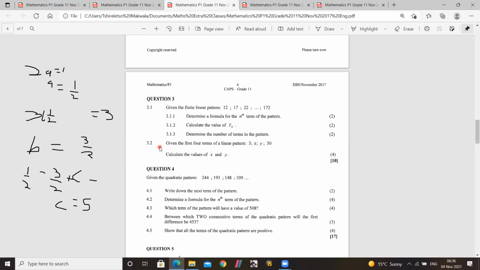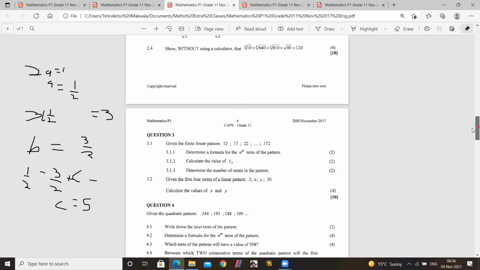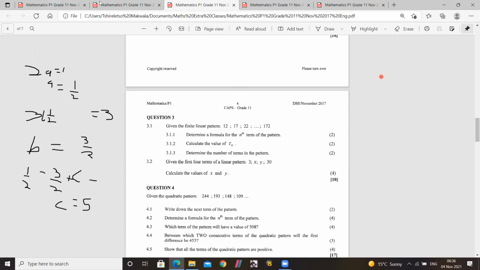So you must expect questions like this for quadratic patterns as well, but they are always going to be test specific. They'll change these ones here. They'll just show whether you know that a quadratic pattern is actually a quadratic function, so it's the same as a parabola. So that's question 3 and 4. It will be linear patterns and quadratic number patterns.